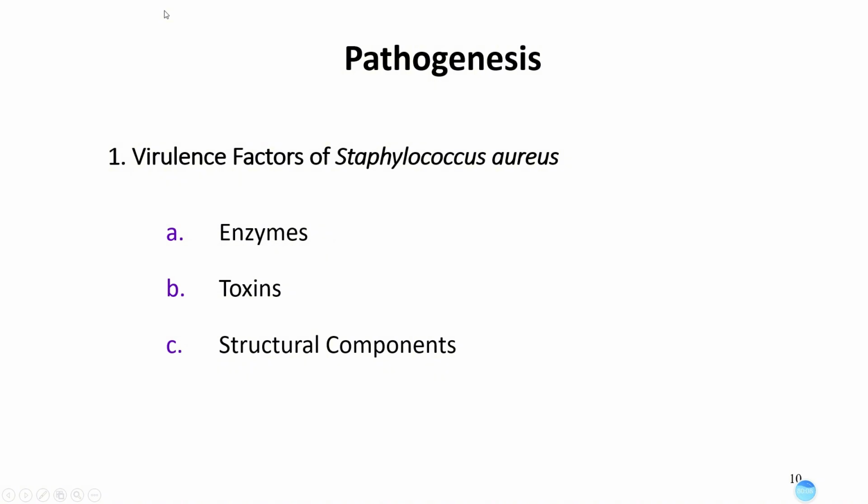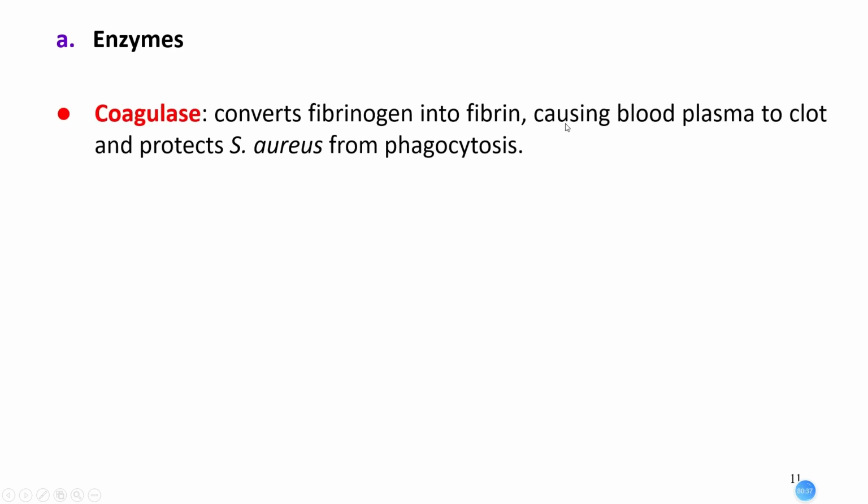Okay. Here we'll first introduce their pathogenesis, their virulence factors produced by Staphylococcus aureus that include several important enzymes, toxins, and also their structural components. First, the enzymes. This bacteria can produce actually several important enzymes. The first one is coagulase. I think we mentioned this a little bit before. Coagulase is the enzyme which can convert fibrinogen into fibrin.